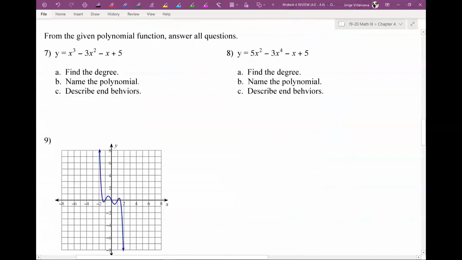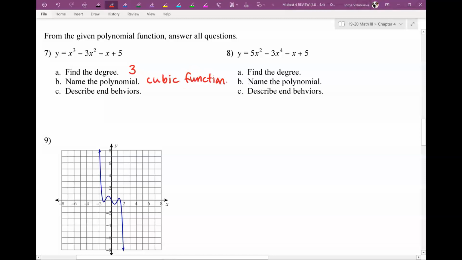Okay? From the given polynomial function, answer the questions. So 7a, find the degree. Well, the degree for y equals x cubed minus 3x squared minus x plus 5 is 3. That's the highest degree. Name the polynomial. This is a cubic function.